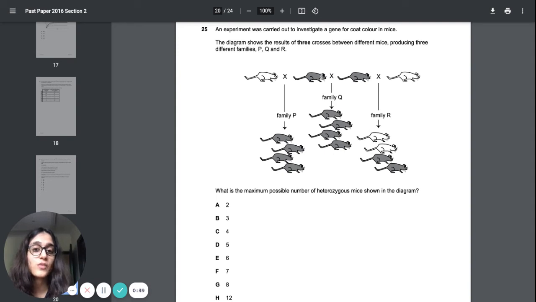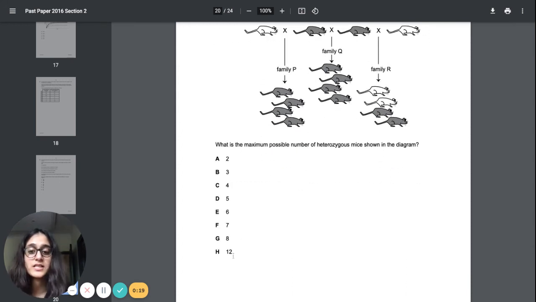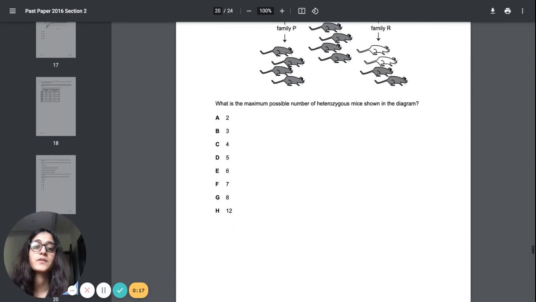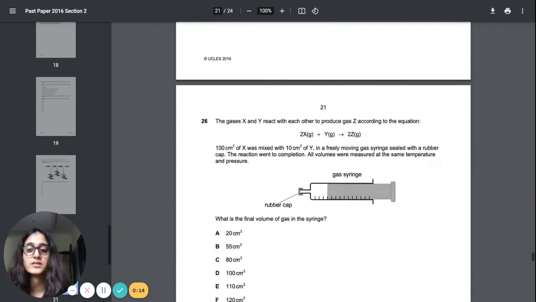If these two are heterozygous, they can clearly give rise to all heterozygous offspring. If this one is homozygous dominant or recessive, and this one is heterozygous, it could still give rise to 2 heterozygous organisms. And similarly, it is possible for this case as well. So we can say that all gray can be heterozygous, which means 1, 2, 3, 4, 5, 6, 7, 8, 9, 10, 11, 12 possibilities. That is option H, the maximum number of heterozygous mice in that particular question.